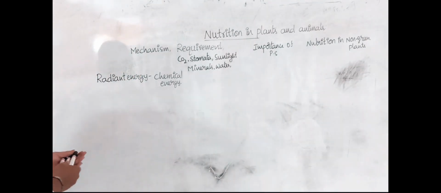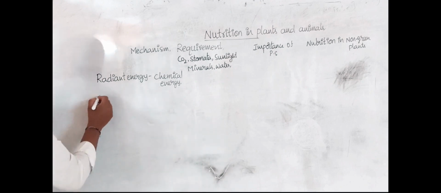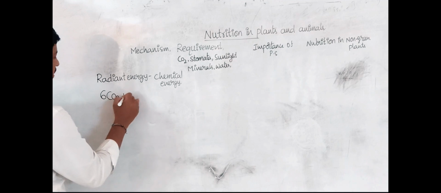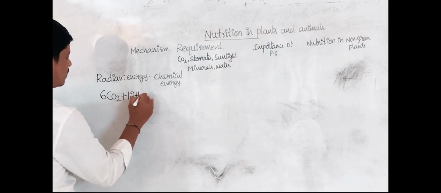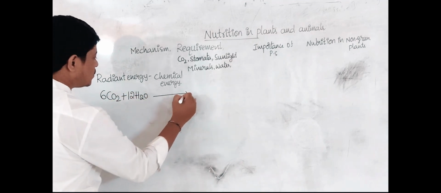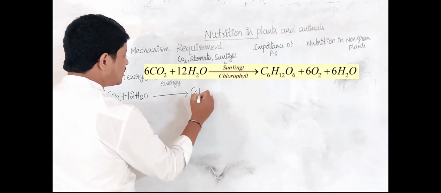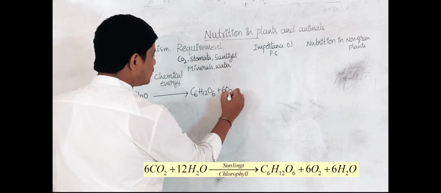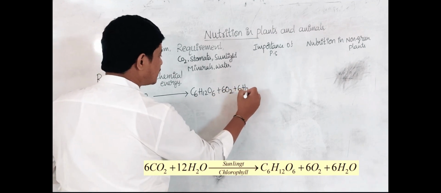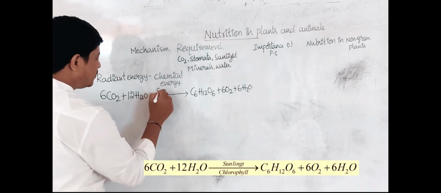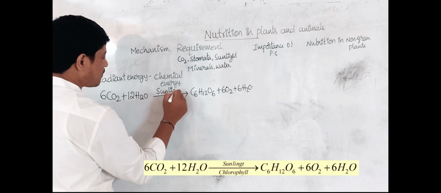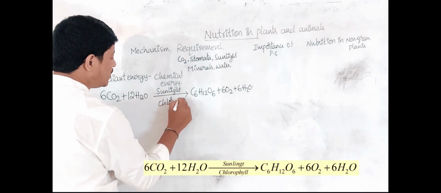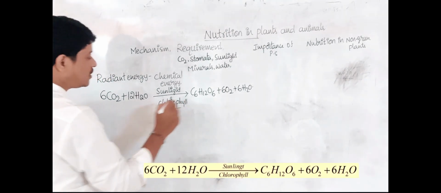The equation of the photosynthesis process is 6CO2 + 12H2O gives rise to C6H12O6 + 6O2 + 6H2O. This is the equation, with sunlight and chlorophyll.